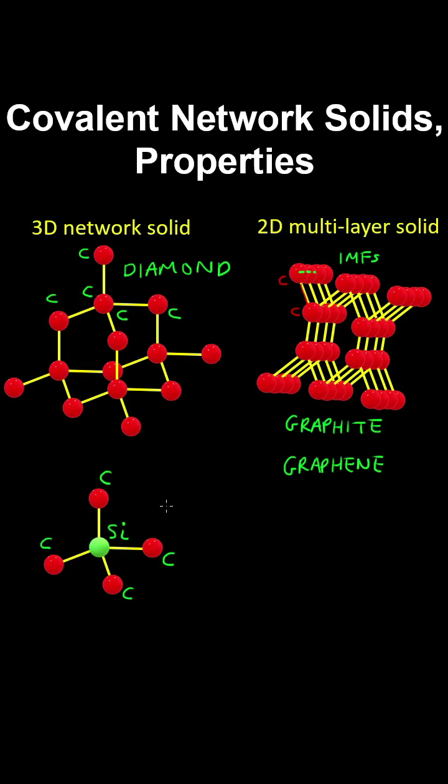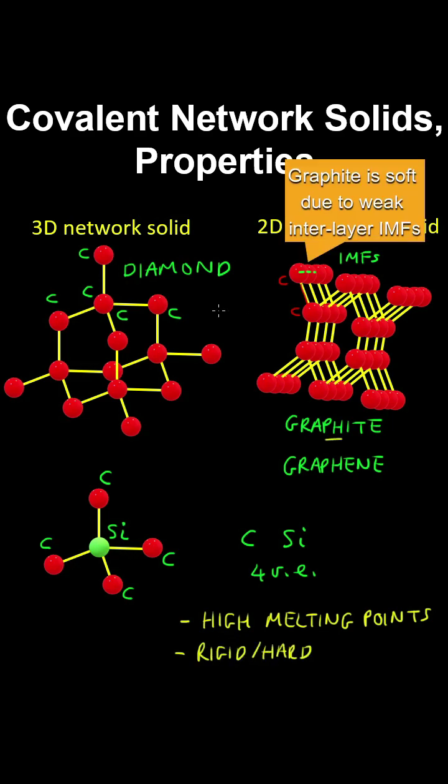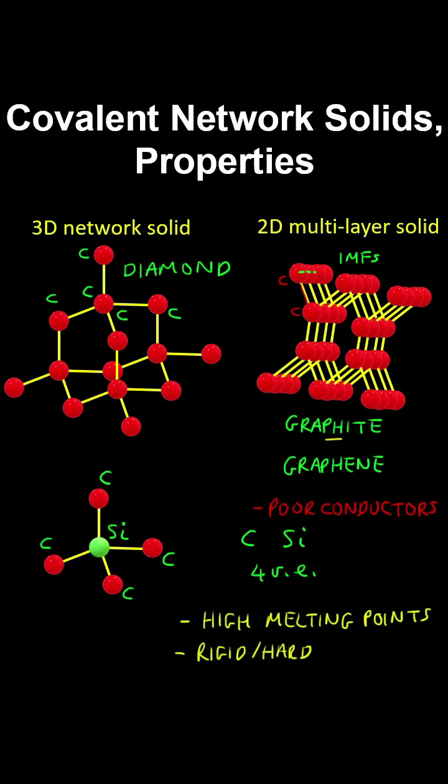Typically covalent network solids contain a carbon or a silicon because these have four valence electrons and can form a lot of covalent bonds. Due to the strong covalent interactions, these types of solids have high melting points, and they're rigid and hard because the covalent bond angles are fixed. And as you can imagine, the electrons are not free to move around, so that also makes them poor conductors.